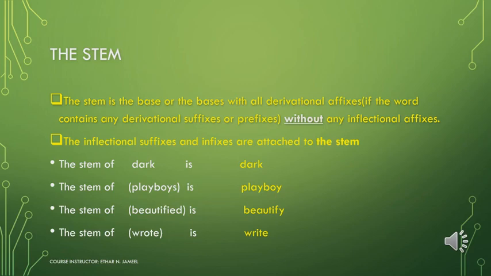So how to take the stem out of this word? All we have to do is make this word turn into a base only. So we take the ed past, which is an infix, from the word and make the word return to its base form, just write. So the stem of wrote is write only.